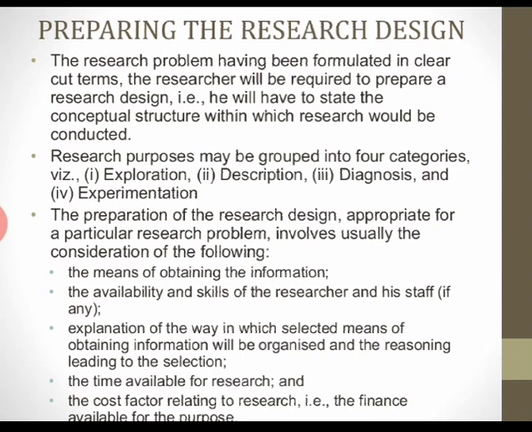The preparation of the research design appropriate for a particular research problem usually involves the consideration of the following. First one, the means of obtaining information. That is, the research design should essentially contain the following points. That is, how we are going to practically do the particular thing. First and most important thing will be how we are planning to collect the data, that is, a means of obtaining information. To be frank, the most important thing in any kind of research work is data, and the way by which we are going to collect the data should be described very properly.